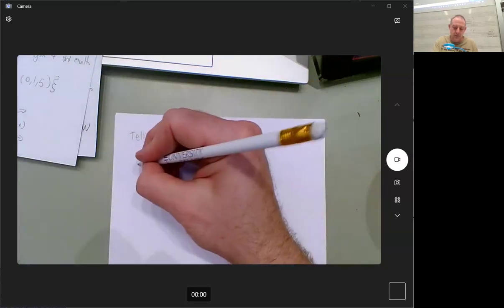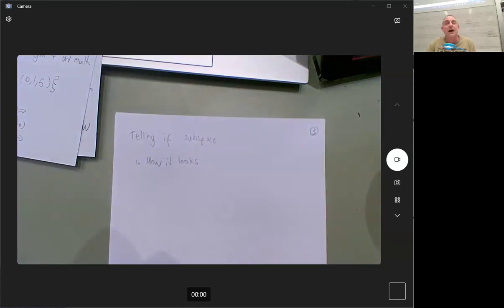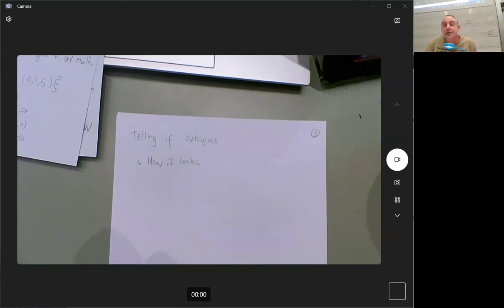You can tell that something is a subspace based on how it looks. It doesn't feel like the sort of thing you're allowed to say in an exam as the reason why. You say, well, it doesn't look right. That doesn't sound right as the kind of thing you can say in an exam. But you can say all subspaces in R2 are lines. It's not a line. Therefore, it's not a subspace.